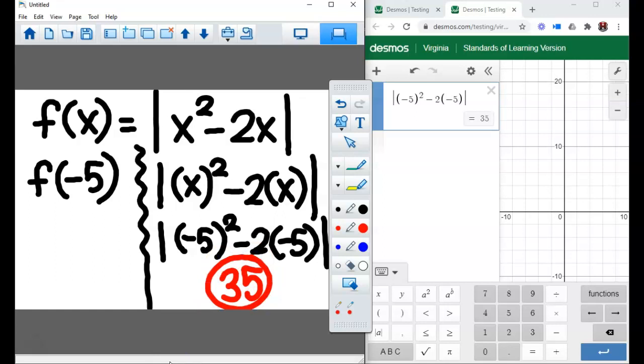So 3 steps. Rewrite the rule using parentheses if necessary. They are necessary when x is raised to an exponent or when x has a number in front of it. Plug in the number and then type very carefully exactly the way you see it written on your paper and give me your answer. So that's just a quick reminder.